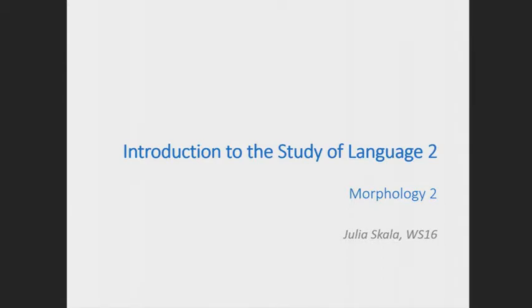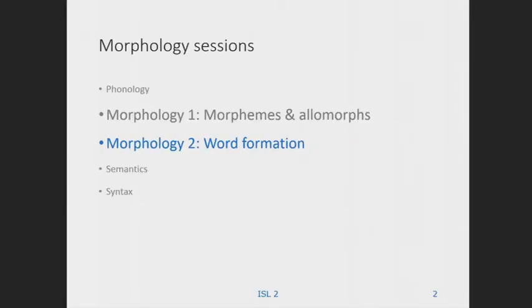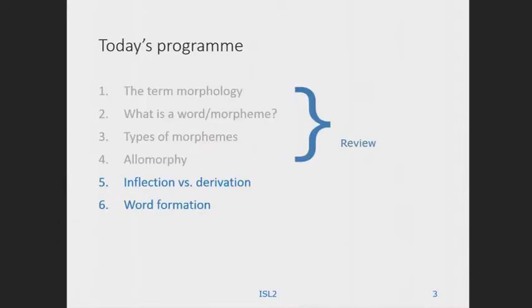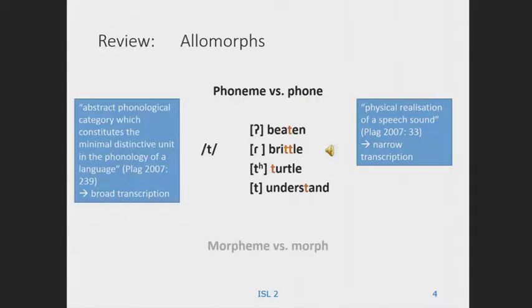Wonderful. So welcome then to the second session of Introduction to the Study of Language 2. We started out with morphology, you know that, and today we'll have our second session on morphology before we move on to semantics and syntax later on. So today will be mostly a review from last time. We'll start out with allomorphy because I feel that maybe didn't get quite enough attention. Then we'll quickly look back at different types of morpheme. And then we'll go into more details when it comes to inflection and derivation. And last but not least, we'll look at word formation.